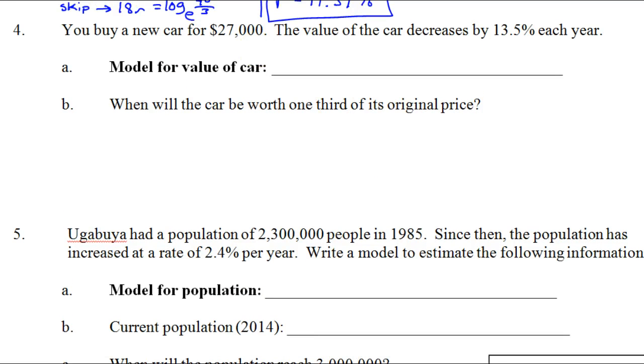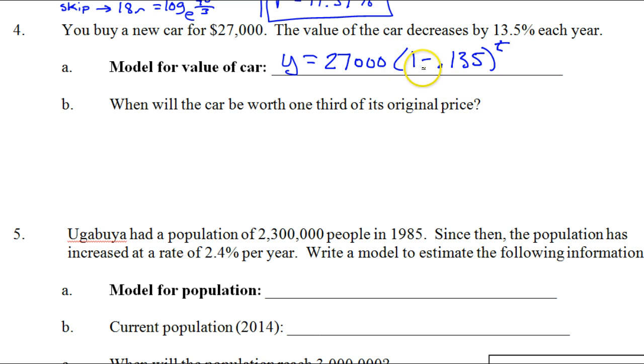So the model that we're talking about is the value of the car is going to be the initial value, which is 27,000, and then it's going to be 1 minus the rate. 13.5% as a decimal, you got to move this twice, so that's 1 minus 0.135, okay, to the power of time. So this is the model.